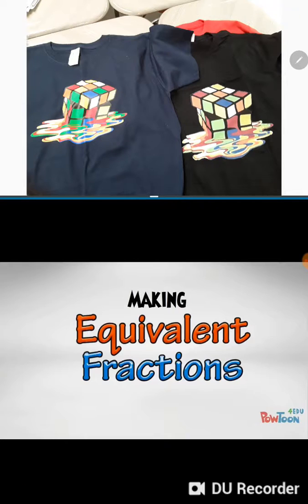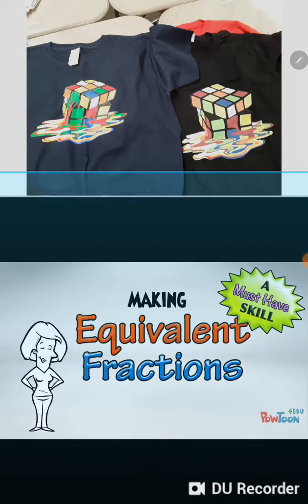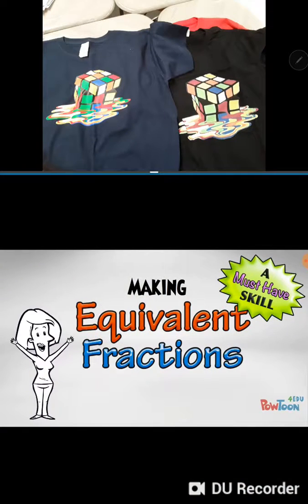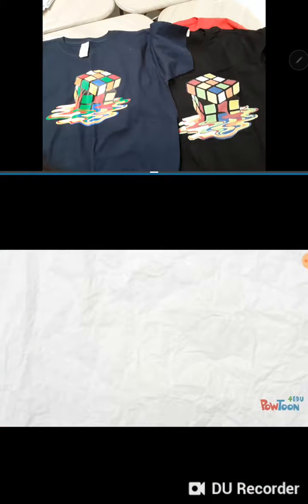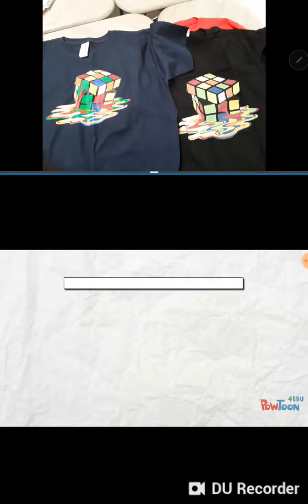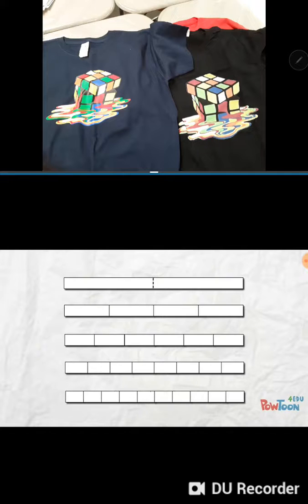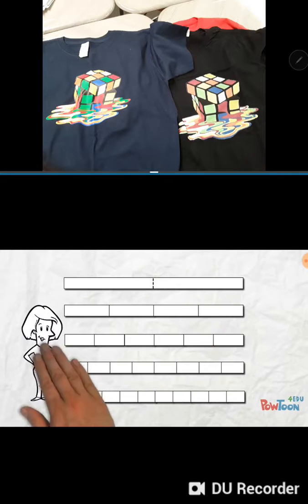Equivalent fractions. This is a must-have skill. With it, you will ace your fractions problems. If you're ready for this film, then you've used fraction strips before. Here's a whole one. Let's fold it to make two halves. This whole is in quarters. This is in sixths. This is in eighths. And this is in tenths.